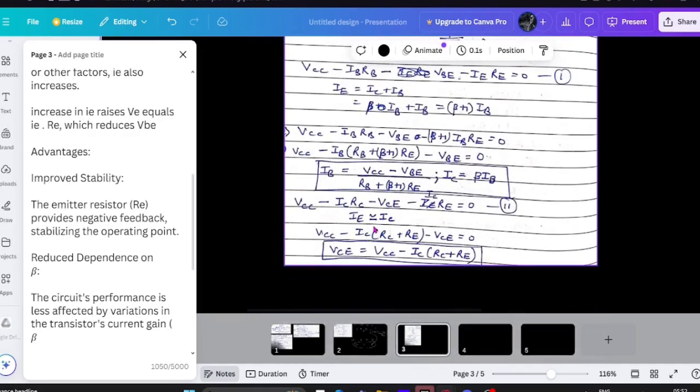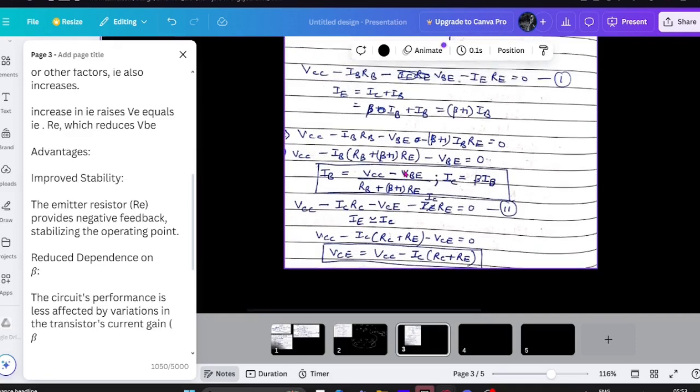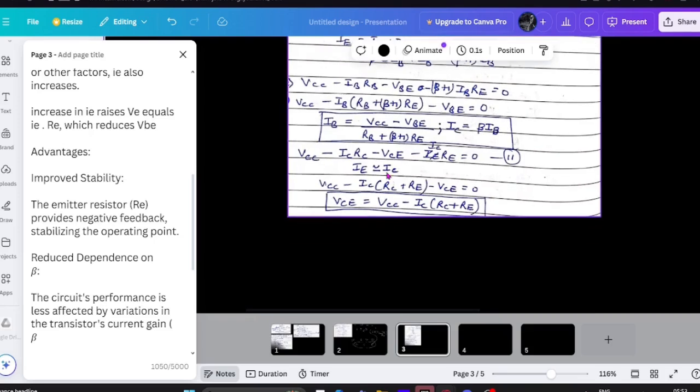And IE is almost equivalent to IC in this, which is why this very equation has been replaced by IC, where IE has been cut off to IC. So VCC minus IC (RC plus RE) minus VCE equals 0. How does this come? This comes from this very part where we almost take IE equals IC, that is, the emitter current has been taken as equivalent to the collector current.